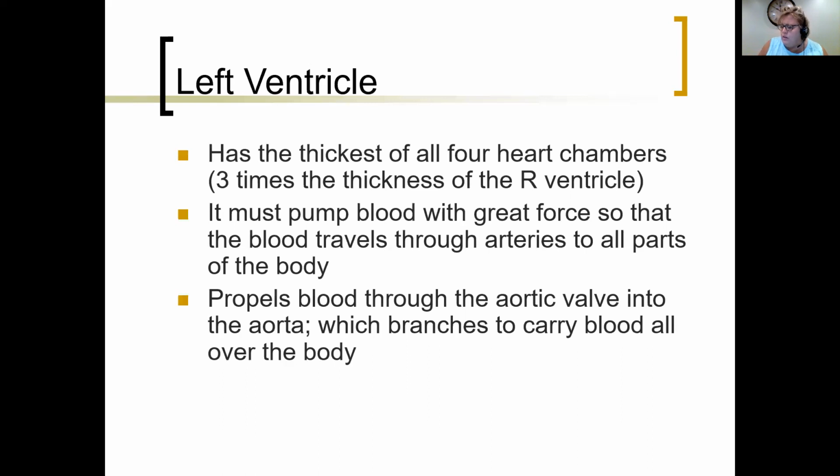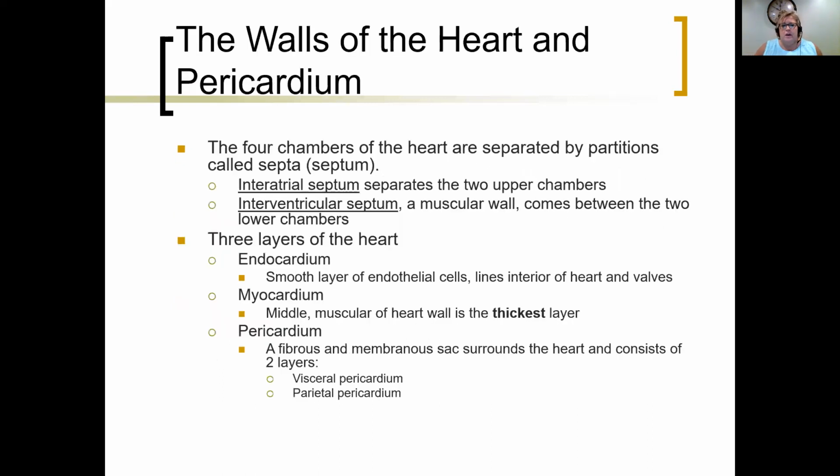So let's go ahead and turn back to page 406. And now we're going to talk about the walls of the heart and the pericardium. The 4 chambers of the heart are separated by partitions, and these partitions are called septa, or septum is plural. The interatrial septum is the septum or the wall that separates the 2 upper chambers of the heart.